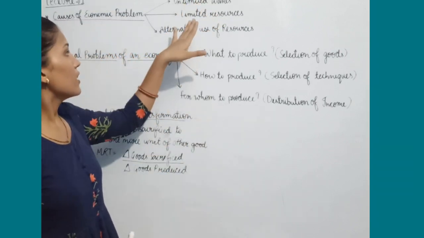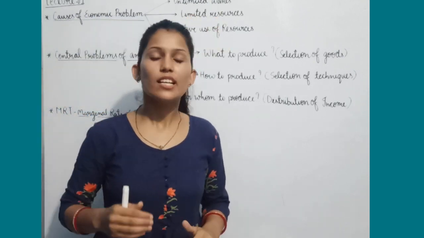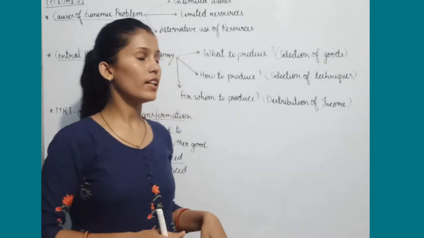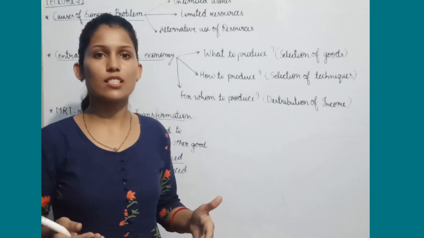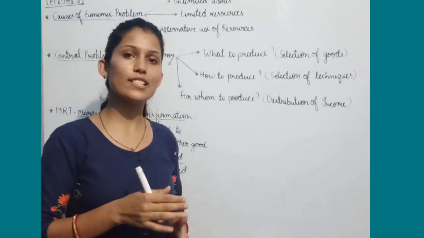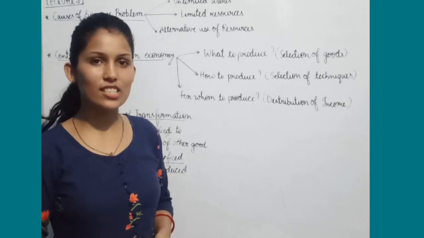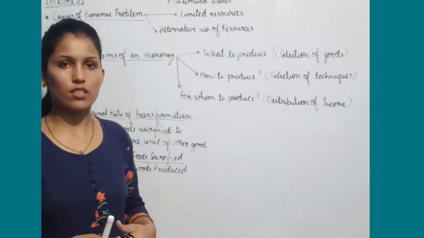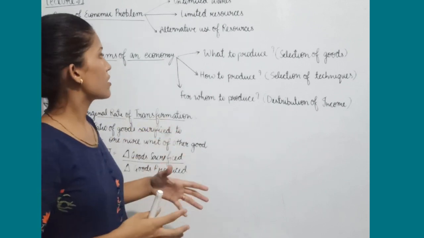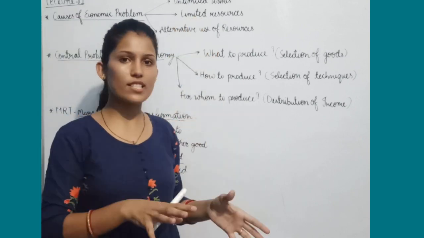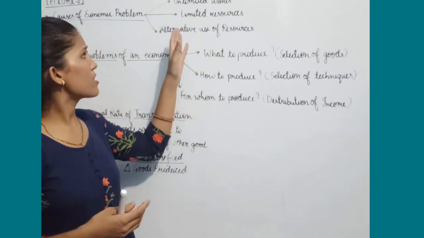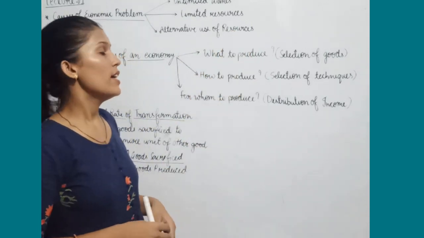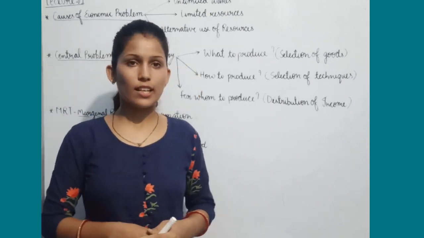Next is the limited resources. Limited resources means in an economy there are very scarce resources, very few resources. Clear? We have studied this quotation: the earth has everything to fulfill everyone's need but not everyone's greed. The same way here. So limited resources means very scarce resources. So when wants are unlimited and the resources are limited, there arises an economic problem. Clear?